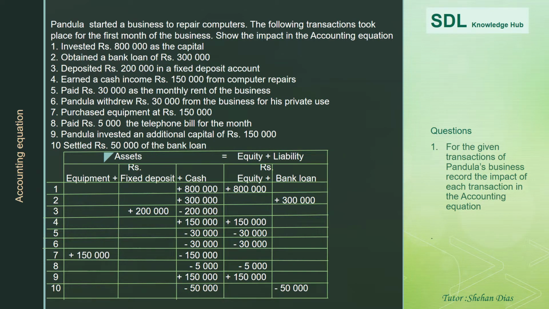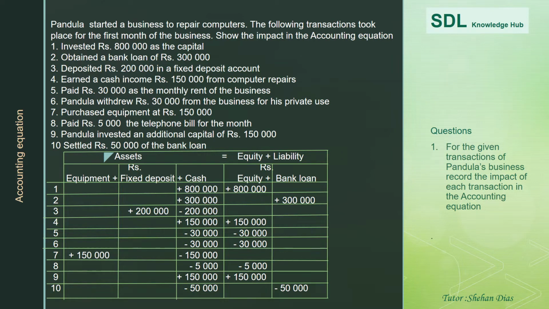Pandula paid rupees 5,000 telephone bill, so cash will reduce by 5,000 and, due to expenses, equity will reduce by 5,000.